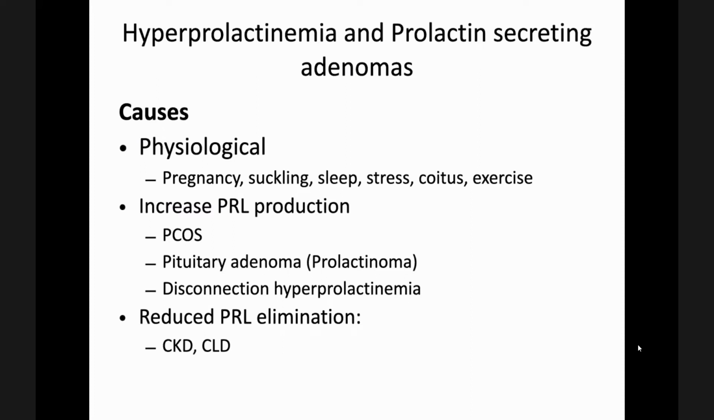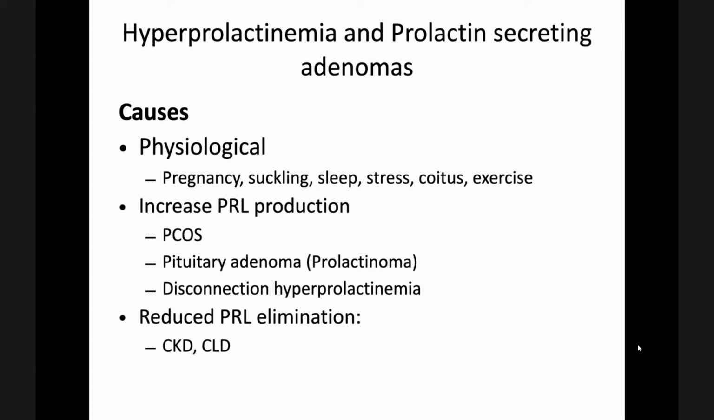polycystic ovarian syndrome, and pituitary adenoma, that is prolactin secreting pituitary adenoma, we call it prolactinoma. Then disconnection hyperprolactinemia means when there is a tumor, like in acromegaly we have seen a large tumor inside the pituitary gland. When this pituitary tumor compresses the pituitary stalk, the dopamine, which is the inhibiting factor that regulates prolactin secretion, its transportation is halted. Ultimately there will be hypersecretion of prolactin, which we call disconnection hyperprolactinemia.